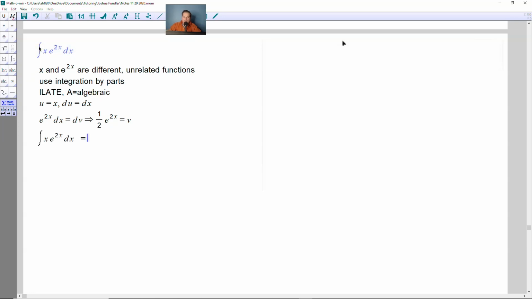And then this is going to be equal to the following by the integration by parts formula, u times v. So in our case, u is x. You're going to multiply by v. In our case, that's going to be 1 half e raised to the 2x. And you're going to subtract from this the integral of v du. So our v, as you can see, is equal to 1 half e to the 2x, and now our du is equal to dx right here. So that means this becomes dx in this position.